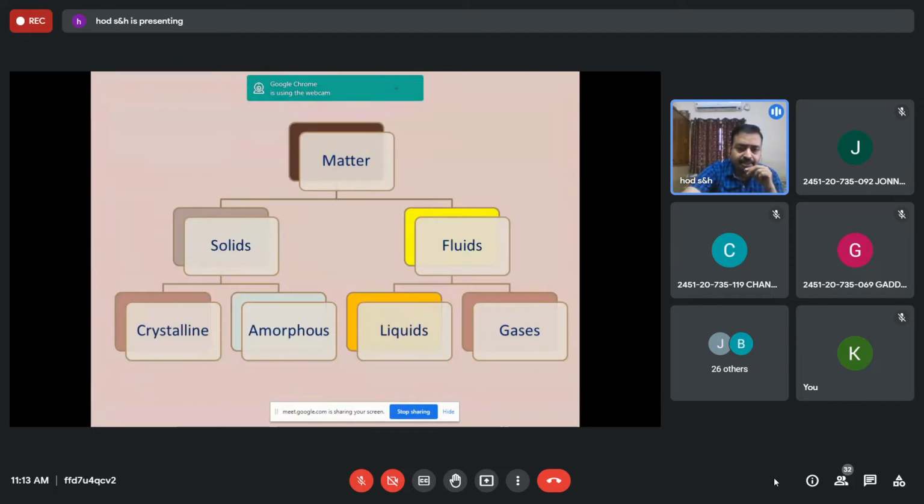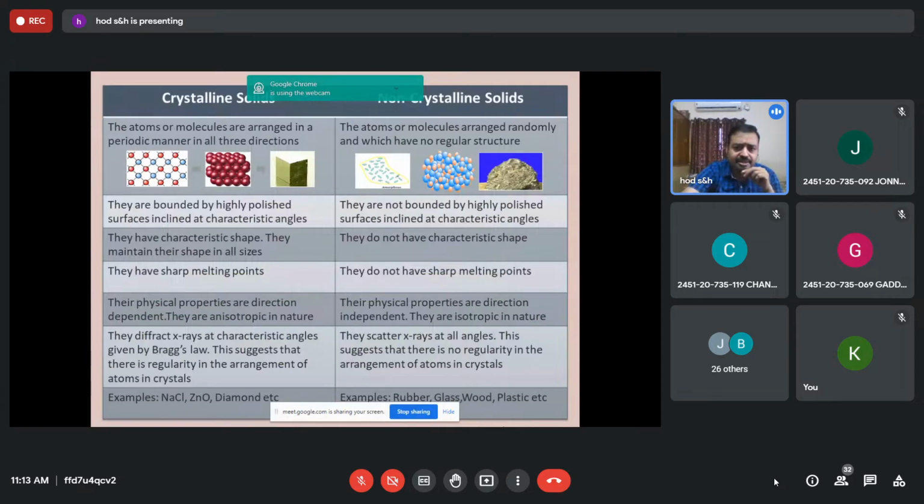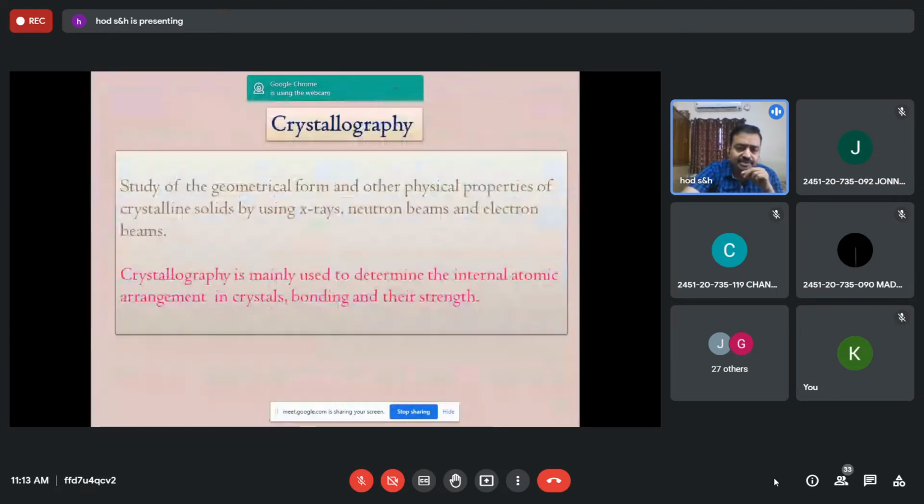With this PPT, I think it will be easy for you to go through this chapter. Solids are classified into crystalline solids and amorphous solids. If the atoms or molecules are arranged in a regular periodic manner, it is a crystalline solid. If they are not arranged in a regular manner, they are called amorphous solids. We'll be discussing here only crystalline materials. The study of geometrical and other physical properties of crystalline solids using X-rays, photons, neutron beams, electrons, etc. is called crystallography.